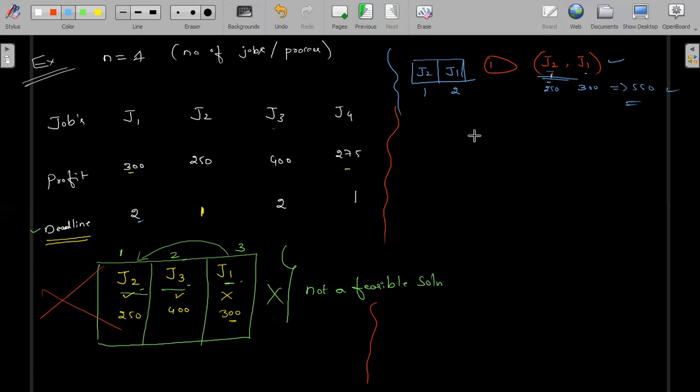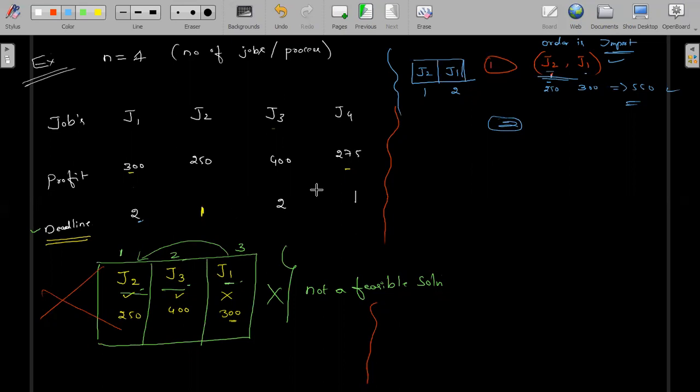Let's see the second one. I told you, J1 and J2, you can do like this. But that's what I told you, sequence is very, very important. What do you mean by sequence? It is nothing but order, which order you are sending the job. That's why order is important here. Clear? I think you people are happy.